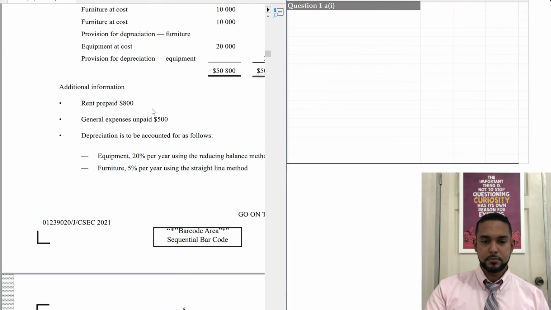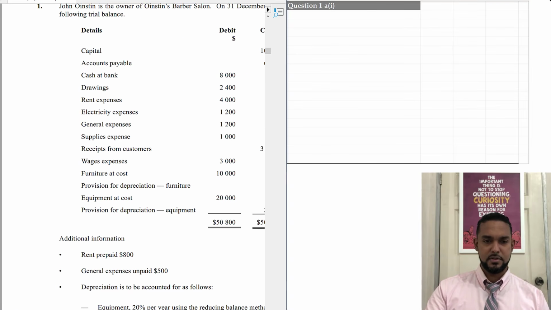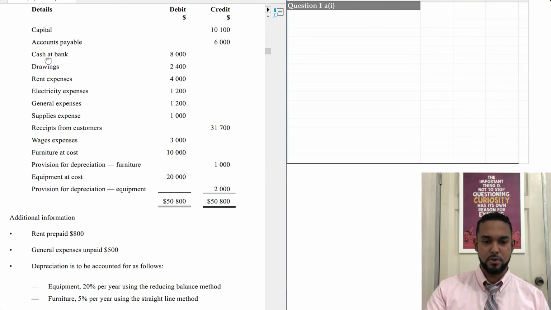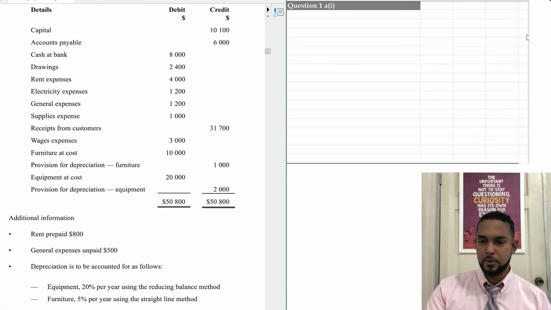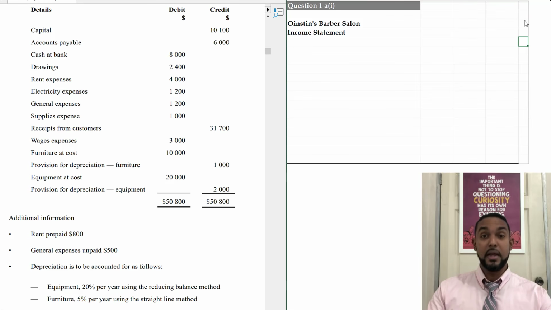Okay, let's go back up. Let's center it so we could see the information properly and clearly. And let's go across here. So of course, the first thing we need to do is we need to head up. So you put the name of the entity, for instance, Barber Salon, income statement for the year ended 31st December 2020. Cool. Put our dollar signs.